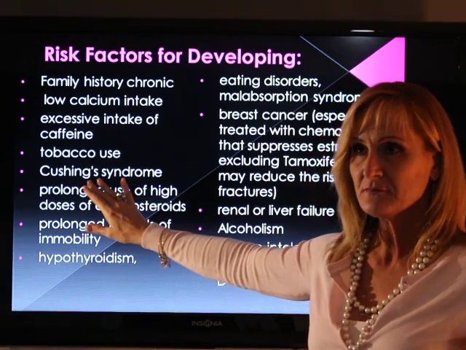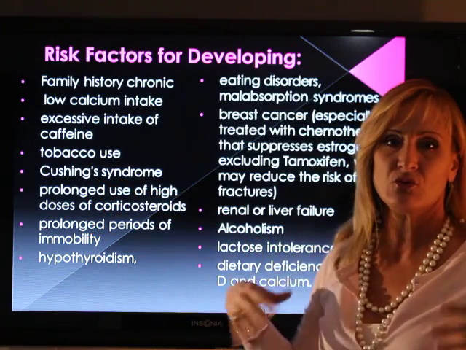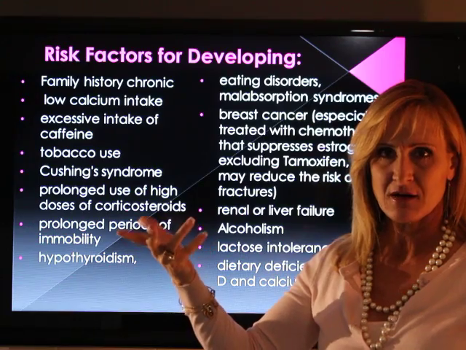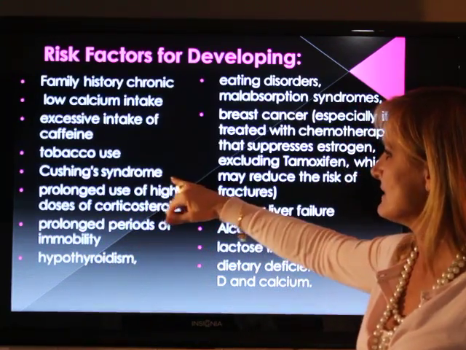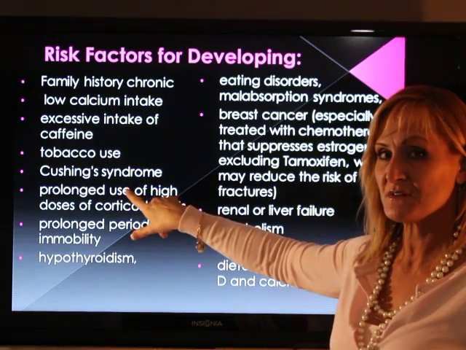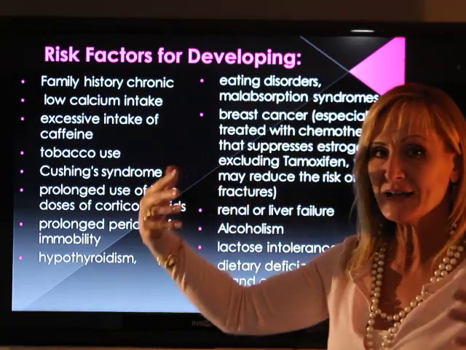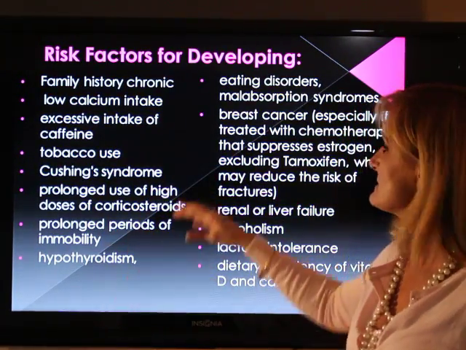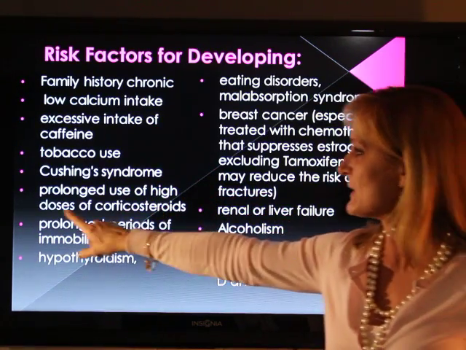Cushing syndrome, we talked about that with endocrine. Those are the patients who have moon face, high levels of aldosterone, and their adrenal glands are hyperactive. Those patients are at high risk for developing osteoporosis, and the reason is because they have high levels of natural cortisol. Their adrenal glands are in overdrive. That feeds right into here.